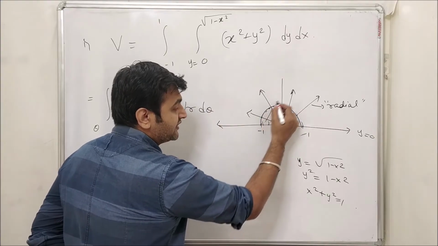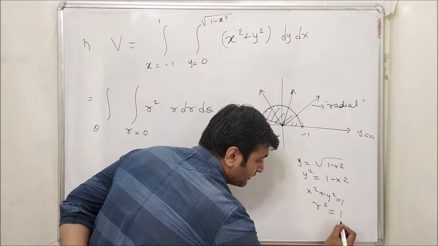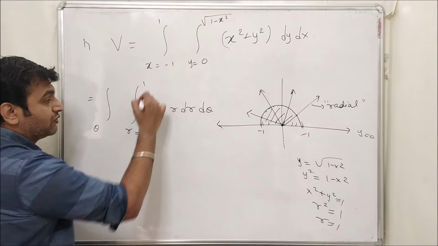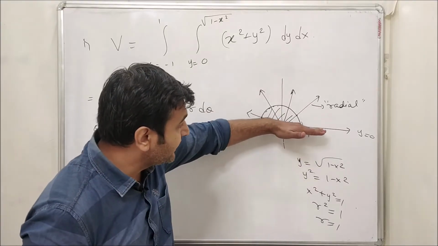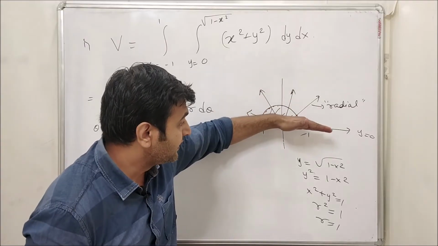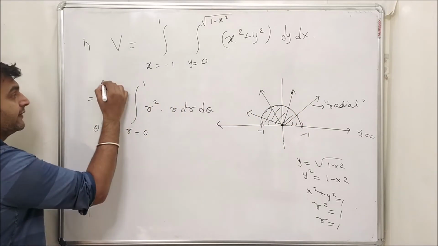What are these points? These points are nothing but the points on the circle. And what does this represent? r square equals 1, meaning your r is what? 1. So my r is going from 0 to 1. What is my theta? It is the angle made with respect to the x-axis in the anti-clockwise direction. So my theta is going from 0 to pi.